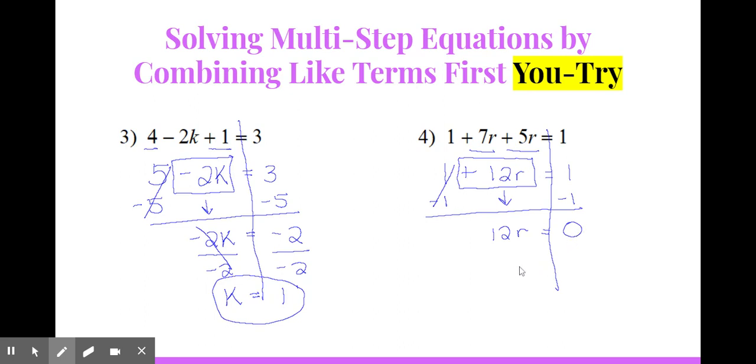All right, one more step. What do I need to do now? I need to divide both sides by 12. These will cancel. R equals. Be careful. What is 0 divided by 12? 0. Again, 0 is a number. You're allowed to get 0 as a final answer. And that's how you solve a multi-step equation, by combining like terms first.